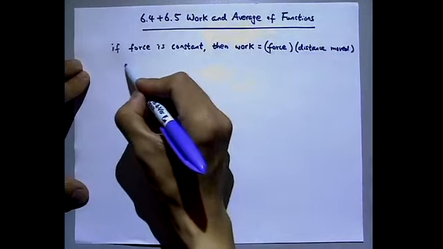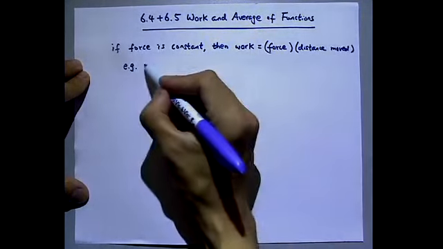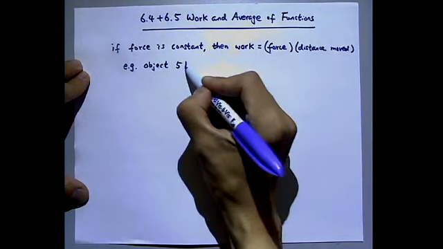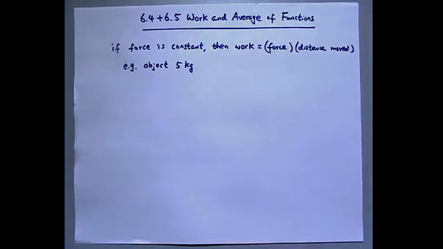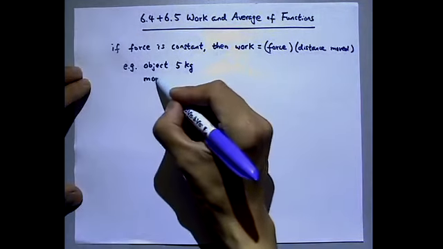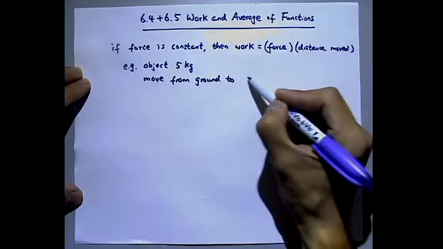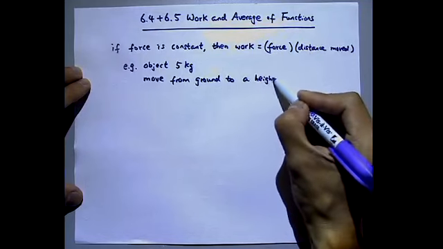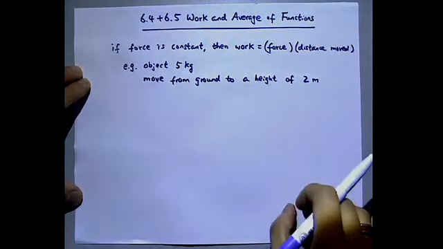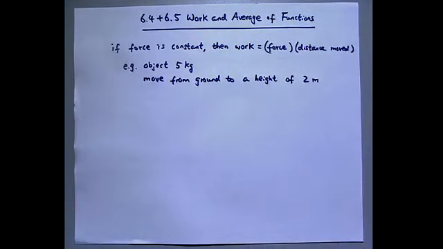For example, let's say you have an object that has a mass of 5 kilograms. And when I move it from the ground to a height of 2 meters, all right, for such a short height here, gravity is considered to be constant. Gravity in reality, of course, is not a constant force. But if the distance is very short, gravity is practically constant.